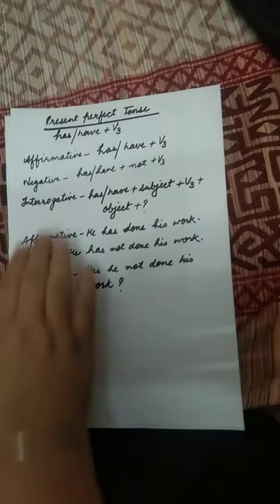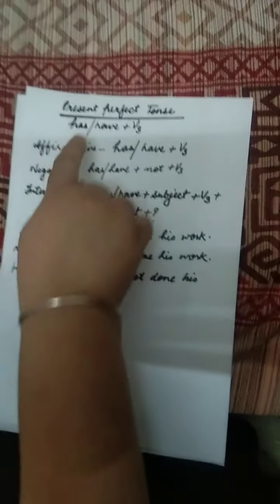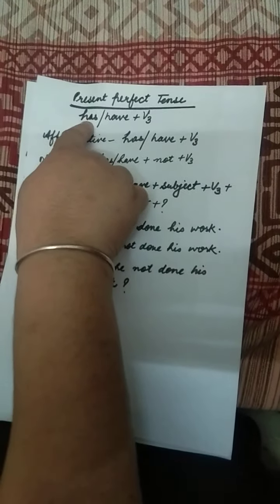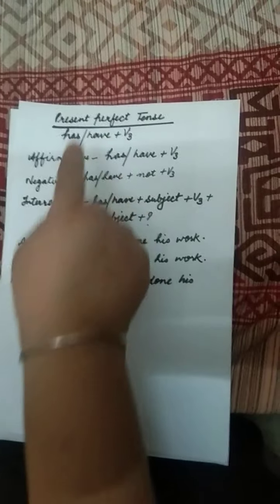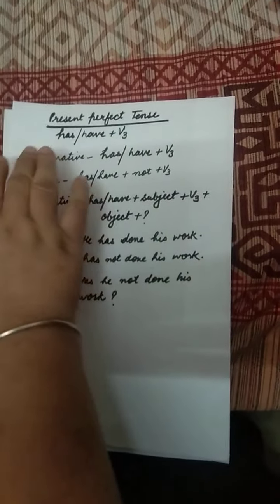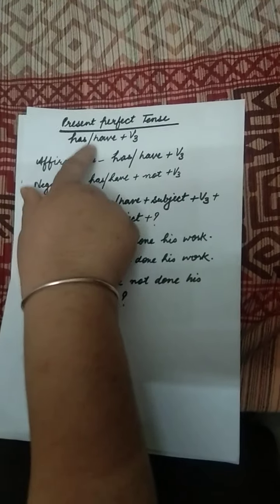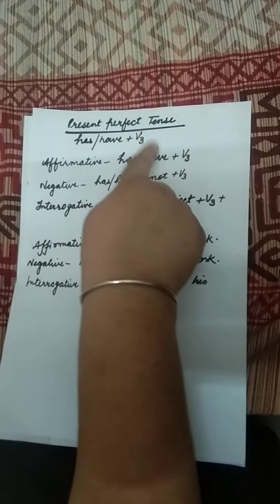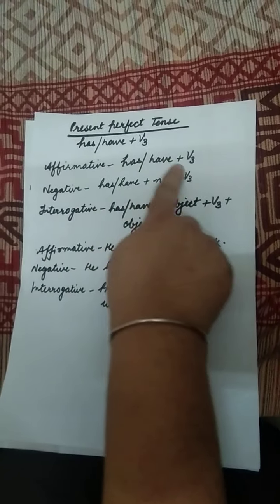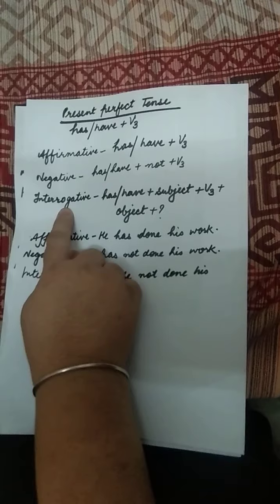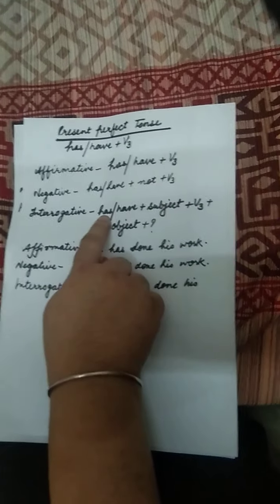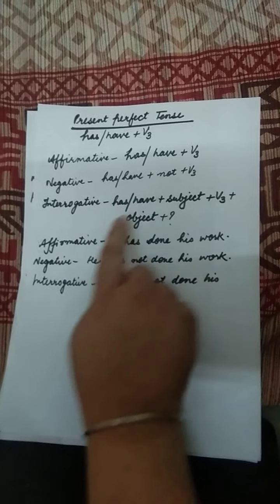And the next tense is now present perfect tense. Here is the rule: has, have plus verb's third form. Where we use has or have: has we will use with singular, and have we will use with plural and you. Okay. Always keep in mind in present perfect tense we will use has or have plus verb's third form. Affirmative: has, have plus verb's third form. Negative: has, have plus not plus verb's third form. In interrogative we will put a question mark and we start the sentence with has and have.